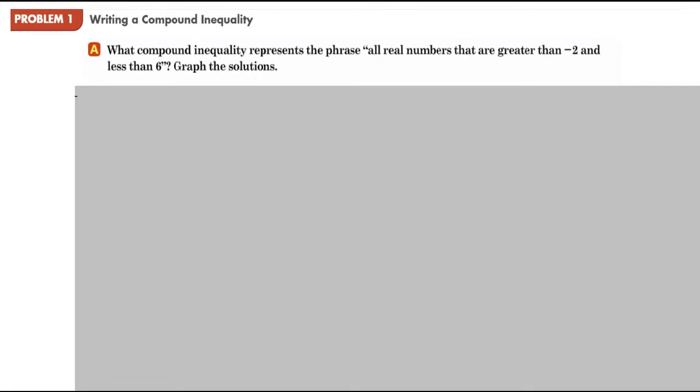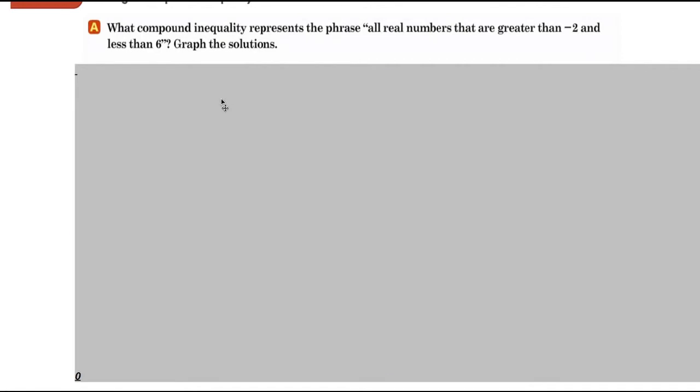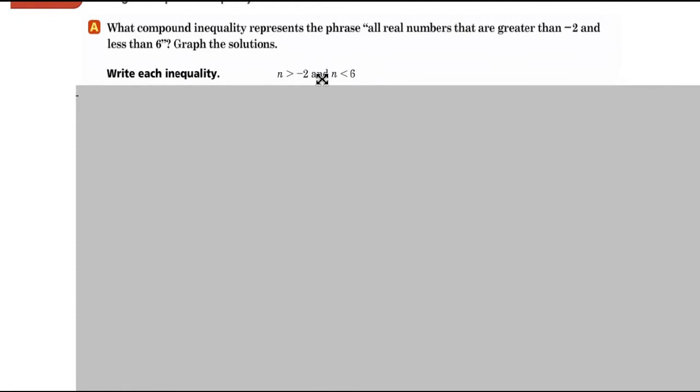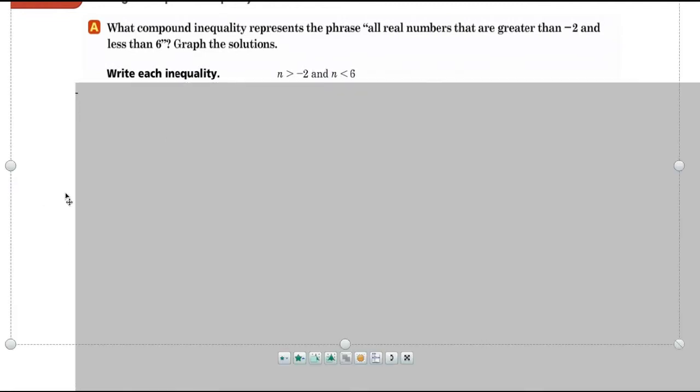We want to change this "and" into something we can graph. So we're going to start by writing each inequality. For the first one, we have all real numbers that are greater than -2. That means n is greater than -2. So you can see that right here, for writing the inequality. And then n has to be less than 6. So n, the number, has to be less than 6. So the first thing we do is we write the inequality.